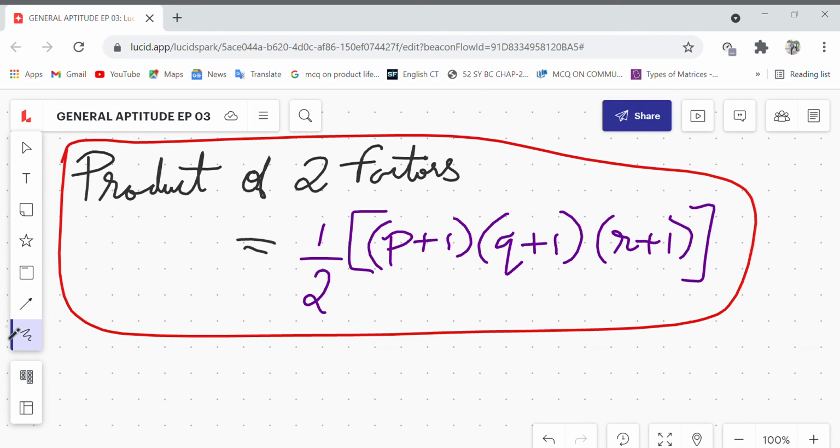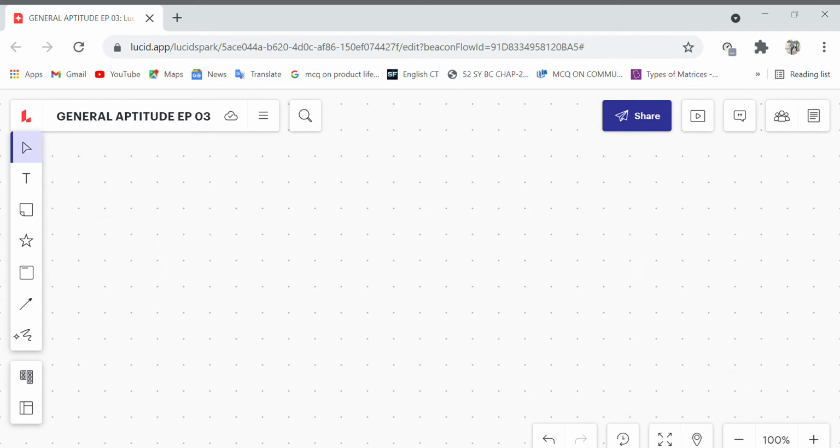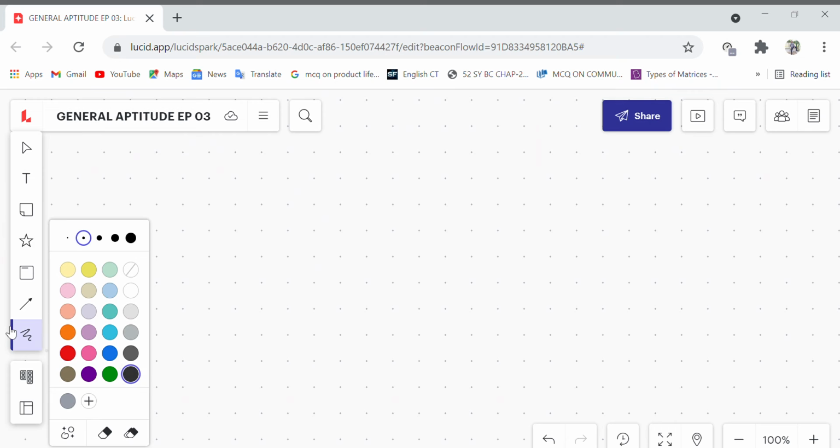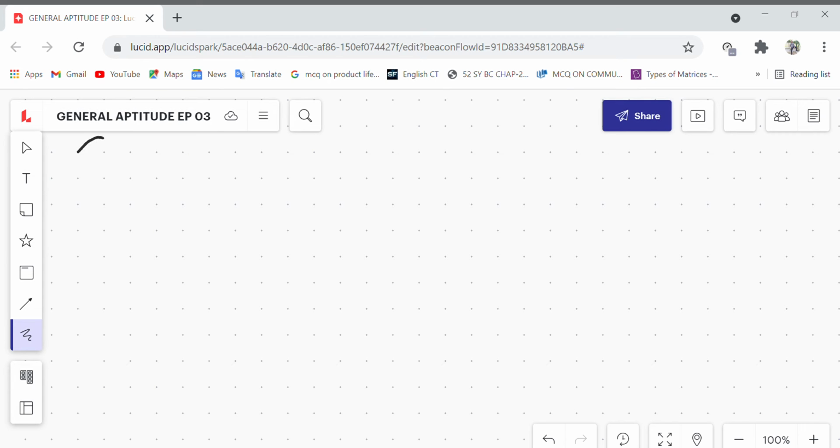So we got two formulas. Last one is sum of the factors.